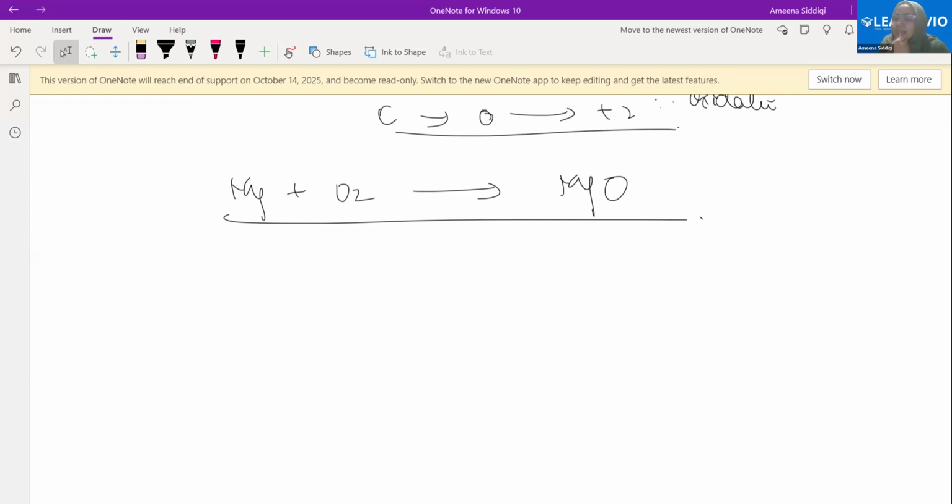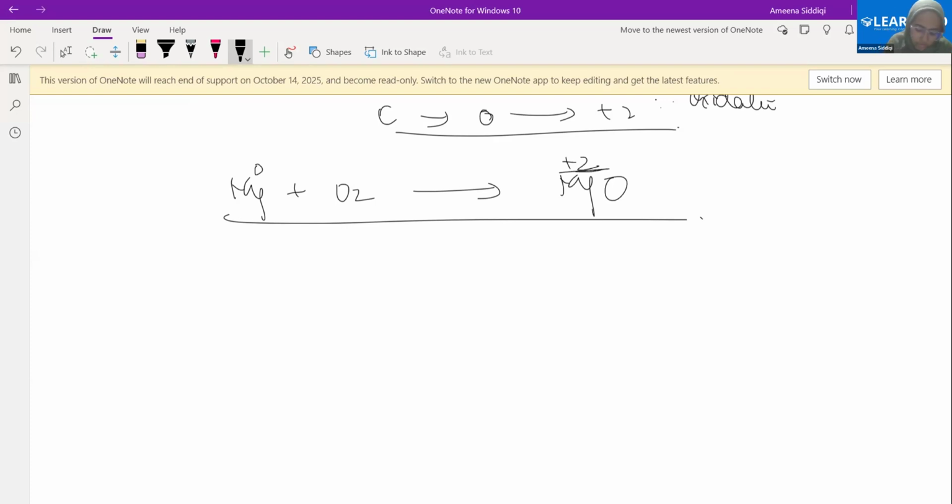Magnesium will go under oxidation. Fine. How and why? Because it's gaining electrons here. Can you explain that in terms of the oxidation number? Magnesium was 0 on the reactant side, and then we had +2 charge on the product side. Wonderful. Okay. That's it.